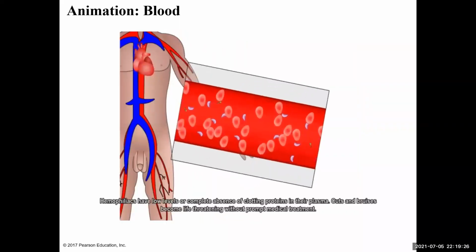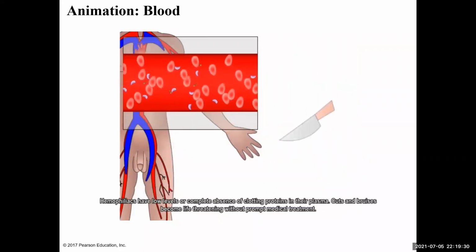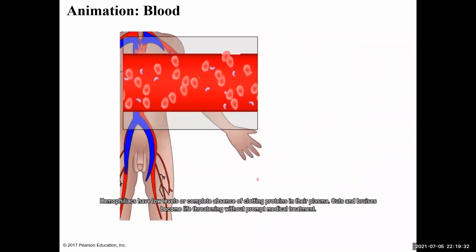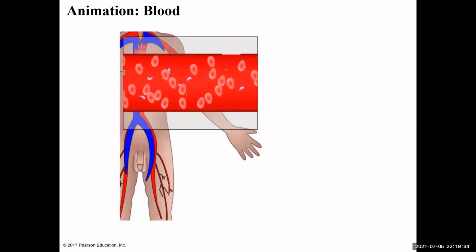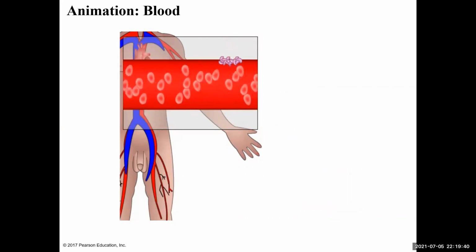Hemophiliacs have low levels or complete absence of clotting proteins in their plasma. Cuts and bruises become life-threatening without prompt medical treatment. The most common treatment is injection of a clotting protein called clotting factor VIII.